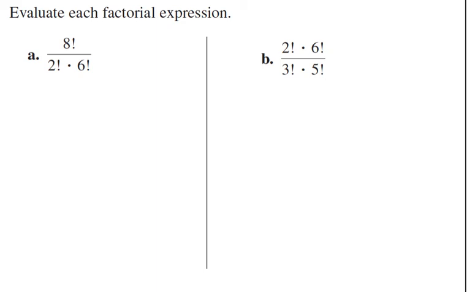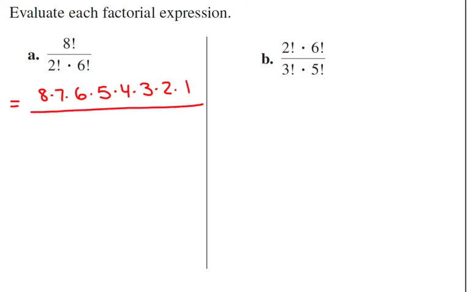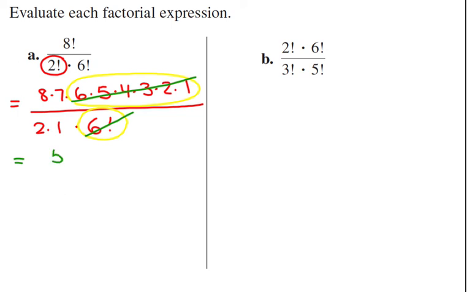Let's do a couple more problems of factorials here. If you have 8 factorial, what 8 factorial represents is 8 times 7 times 6 times 5 times 4 times 3 times 2 times 1. I'm going to show you a little trick here. Now we do 2 factorial. That's 2 times 1. Now 6 factorial. Isn't this the same thing as these 6 terms and these 6 terms? So if they're dividing each other, I can go ahead and cancel those out. So now I just have 8 times 7 is 56 divided by 2.